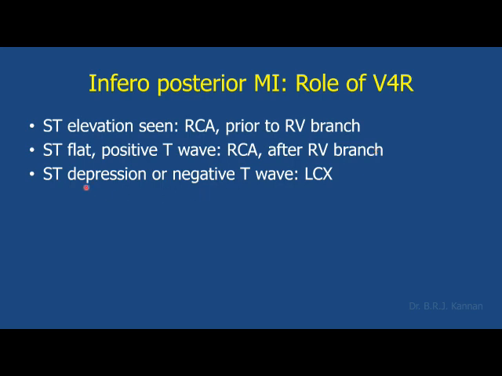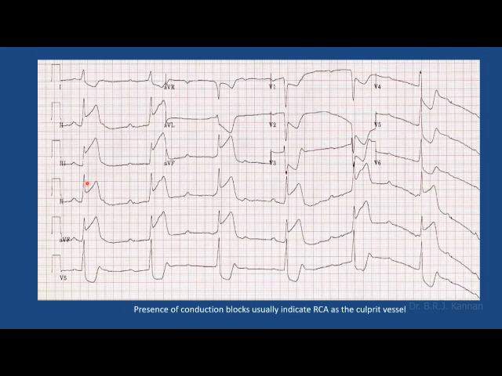On the other hand, if you see ST depression or a negative T in this V4R, that is more in favor of circumflex occlusion. What MI is it? Leads 2, 3 and aVF are showing ST elevation, so it is inferior myocardial infarction. Again, apply the same rule. Lead 3 is taller than lead 2, so it's going to be right coronary artery.